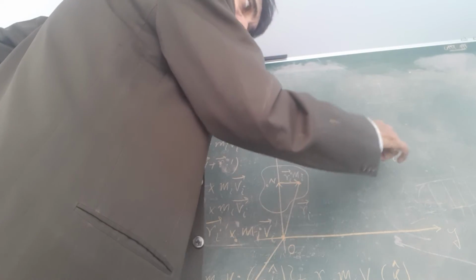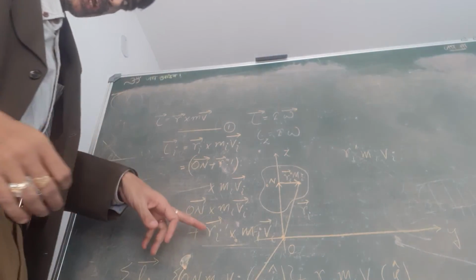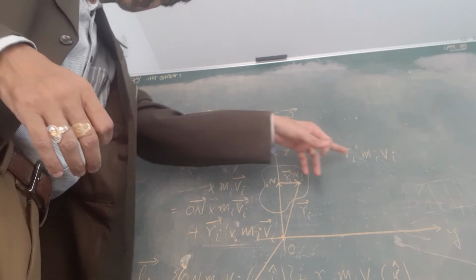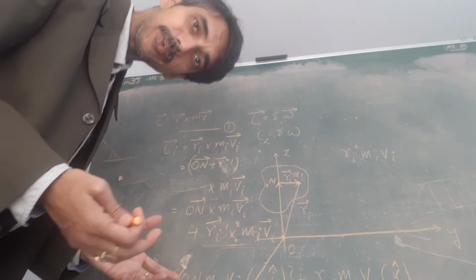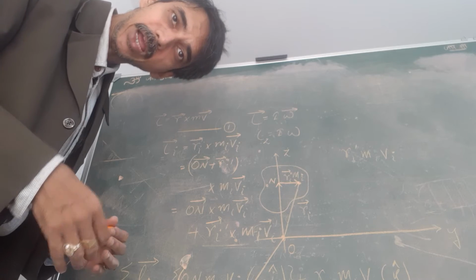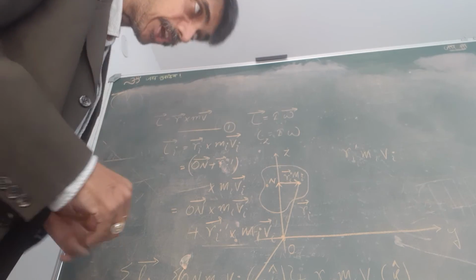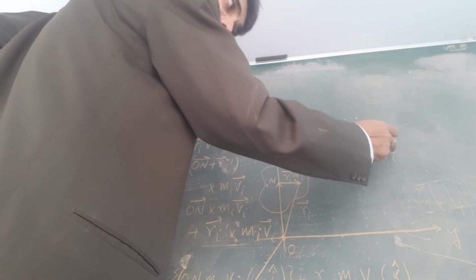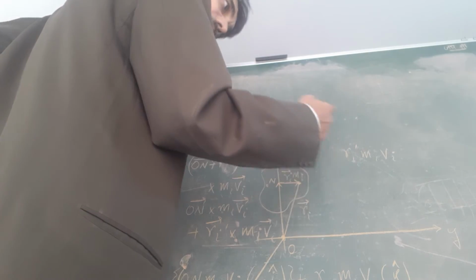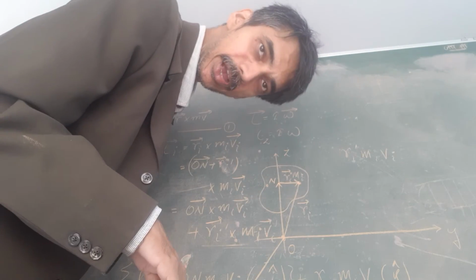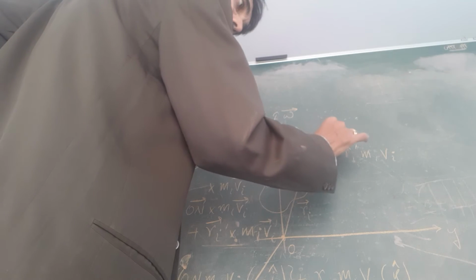Ri prime Mi Vi. Firstly, how did I get Ri prime cross Mi Vi as Ri prime Mi Vi? Owing to the fact that the angle between Ri prime and Mi Vi is 90 degrees. So we got Ri prime cross Mi Vi as Ri prime Mi Vi. After this, we are to sum it. Sum it from where to where? From i equal to 1 to i equal to n.